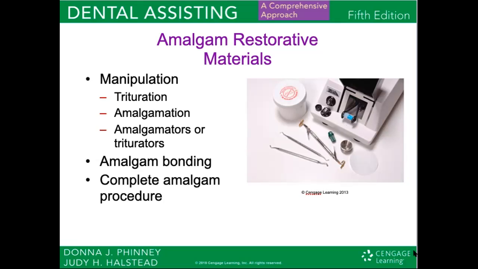There are certain bonding agents which can be used to adhere the amalgam to the tooth surface, but with amalgam restorations, typically the way that they are retained in the tooth is by mechanical retention, by using undercuts in the tooth. Some dentists don't even use amalgam bonding just because that retention is mostly mechanical, but there are some bonding agents that can be used.